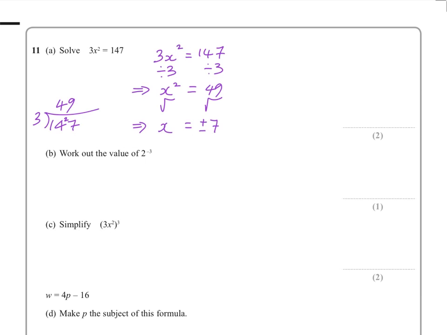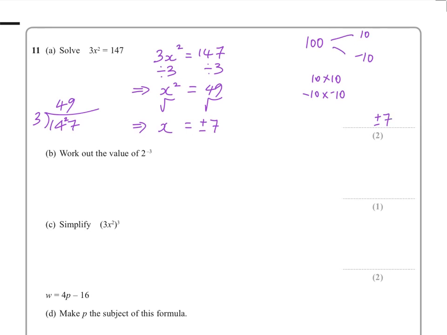Now don't forget, if you have a square root of a number, say 100, then its square roots will be 10 and negative 10. Why? Because 10 times 10 is 100, but also negative 10 times negative 10 is 100. So when you've got the square root of a number, it always has its plus and minus counterpart. So here we're going to say the answer is not just plus 7, but plus or minus 7.